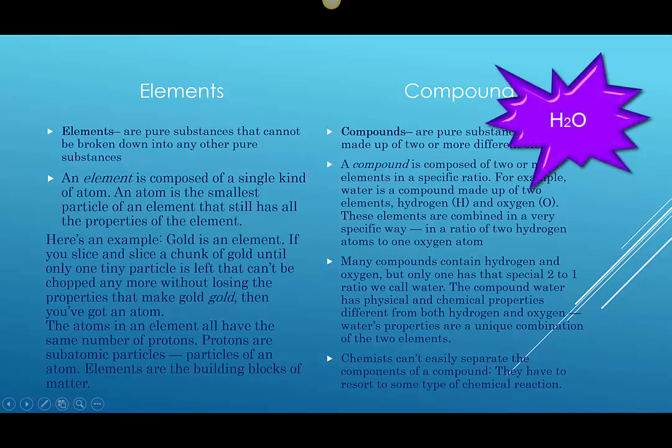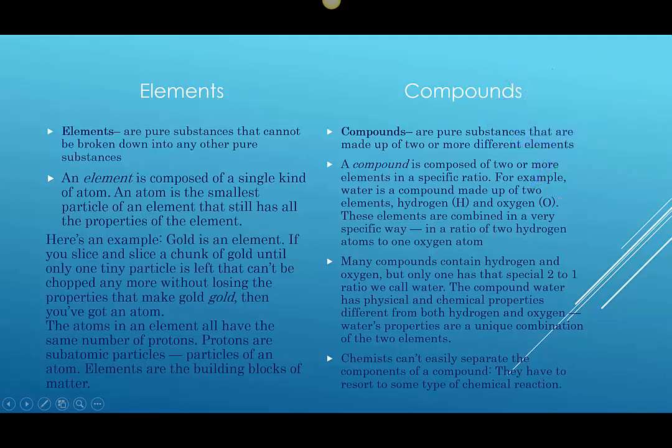So now when we talk about that, we talk about the fact that the properties that make hydrogen, hydrogen, and the properties that make oxygen, oxygen, when they combine together, those properties disappear and you now have the properties of the compound of water, which are different than both hydrogen and oxygen. So it becomes a unique combination of the two elements. And as I mentioned earlier, chemists can't easily separate those components of a compound, and if they can, they have to resort to some type of chemical reaction to try and break them apart.